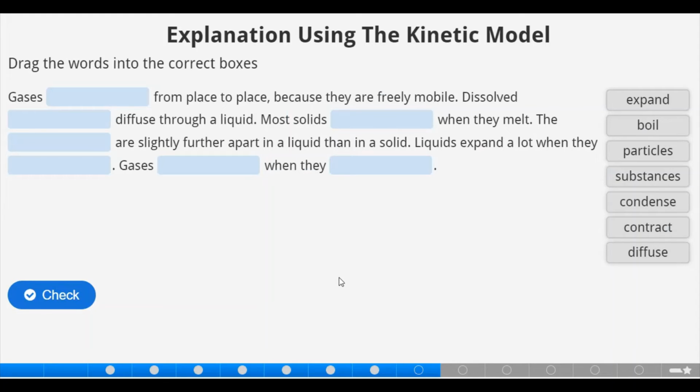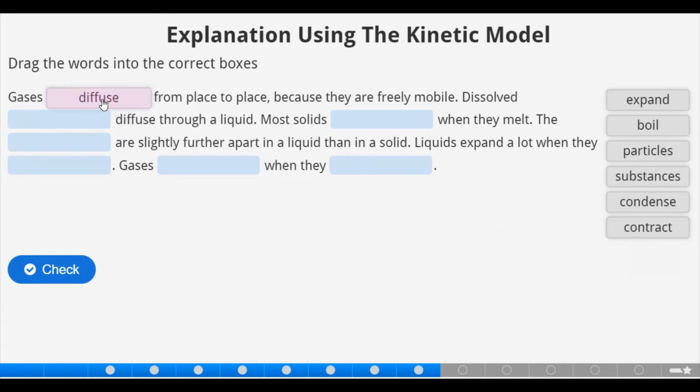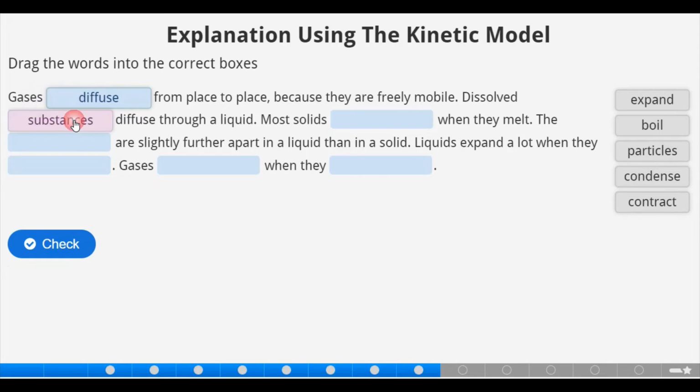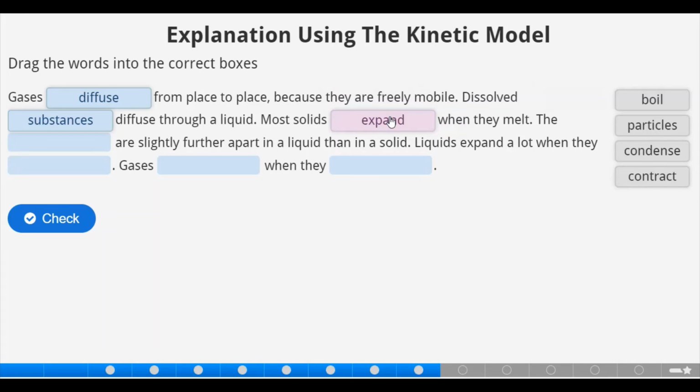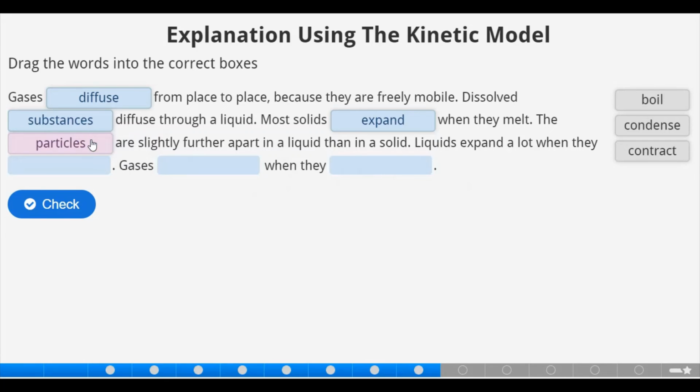Explanation also using the kinetic model. Gases, okay, diffuse from place to place because they are freely mobile. The substances diffuse through a liquid. Most solids, okay, expand when they melt. The particles are slightly further apart in a liquid than in a solid.